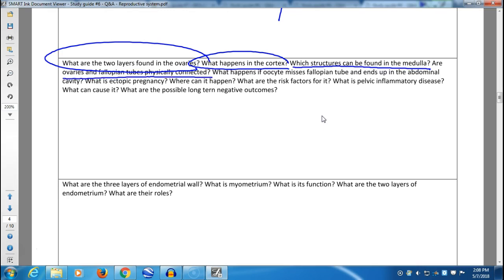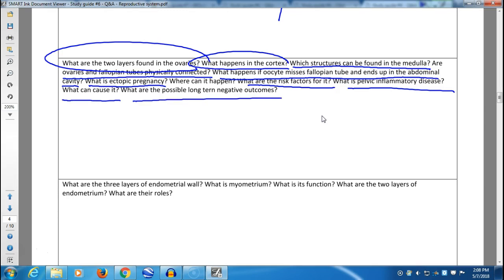Ovaries and fallopian tubes are not physically connected. What happens if the oocyte ends up in the abdominal cavity? Nothing. I mean, it dies. Ectopic pregnancies are pregnancies in the abdominal cavity or in the fallopian tube. Risk factors: sexually transmitted diseases, pelvic inflammatory disease, an infection that crawled through the fallopian tubes and ended up in the pelvic cavity. Long-term negative outcomes: infertility.